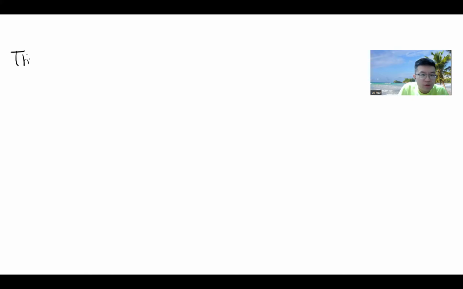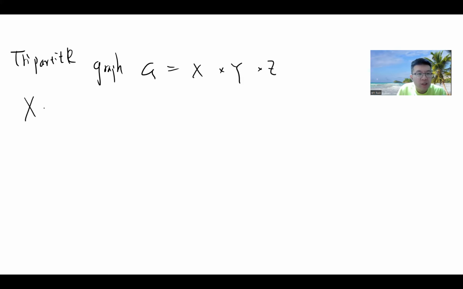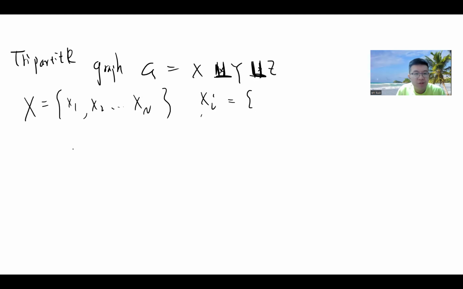We need to translate the combinatorics into graph theory, so we create a graph. Let's say we start with some tripartite graph G. This G contains three parts: X, Y, and Z. X is, let's call it, X1, X2, up to Xn, capital N, and each Xi corresponds to a line. So X is a set of vertices, a disjoint union. So this is X, this is Y, and this is Z.